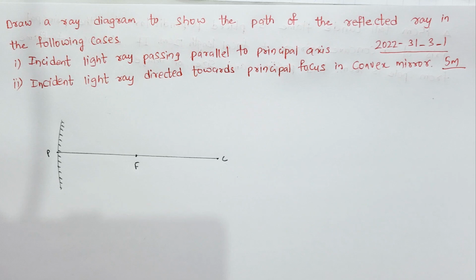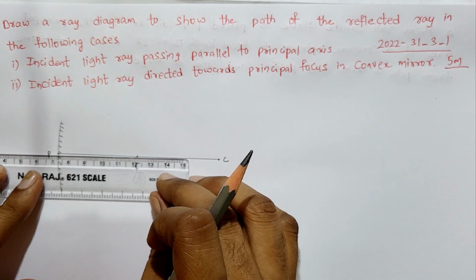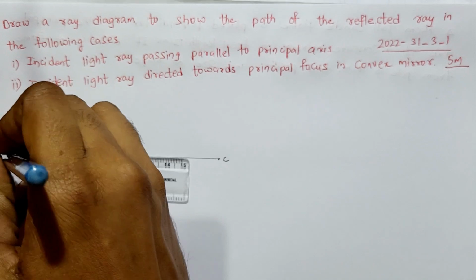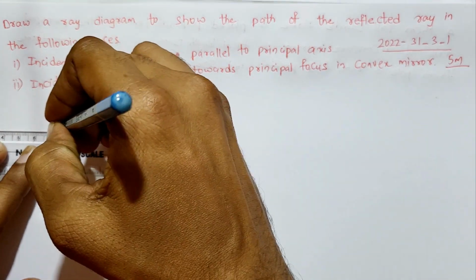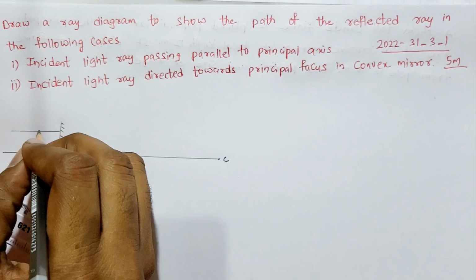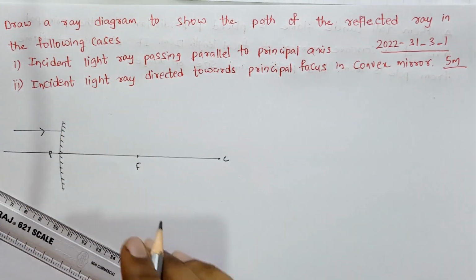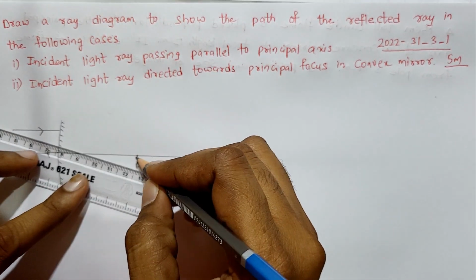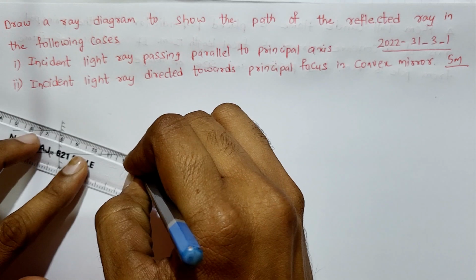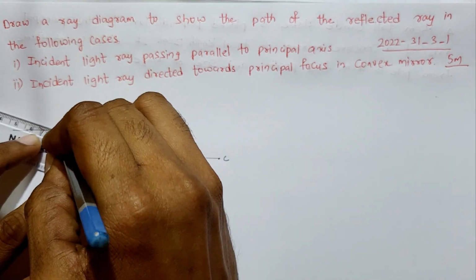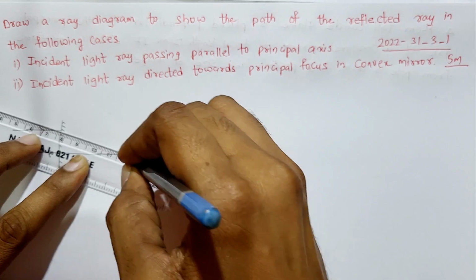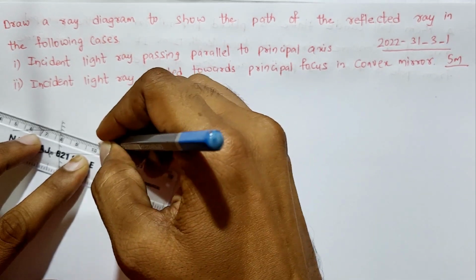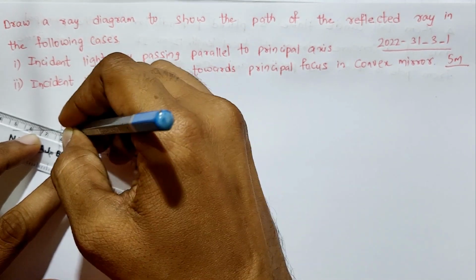So first case is when incident light ray passes parallel to principal axis. This is the principal axis. So now when incident light ray passes parallel to principal axis, this is the incident light ray passing parallel to principal axis. When incident light ray passes parallel to principal axis, the reflected light ray will appear that passing through focus. So from focus, it should be coinciding to the point of incidence.